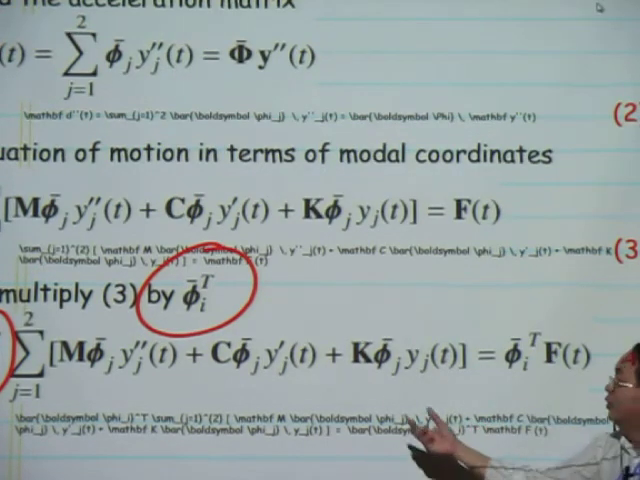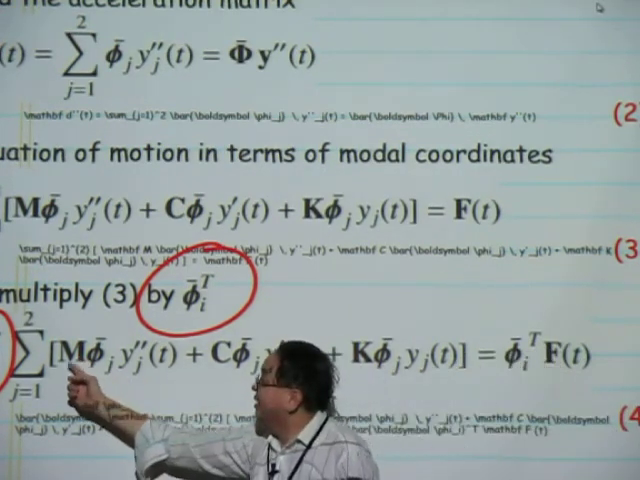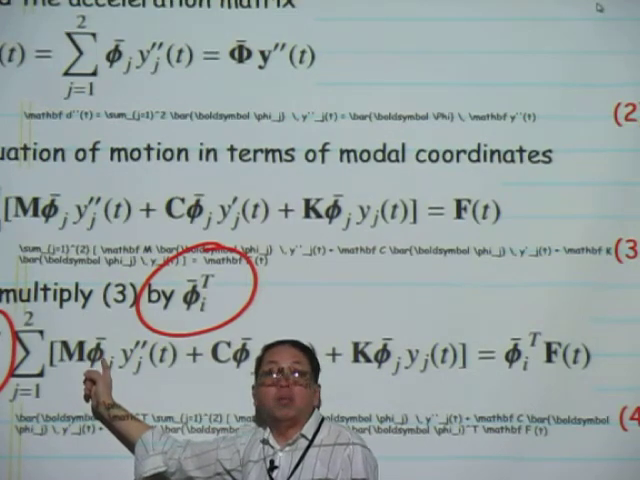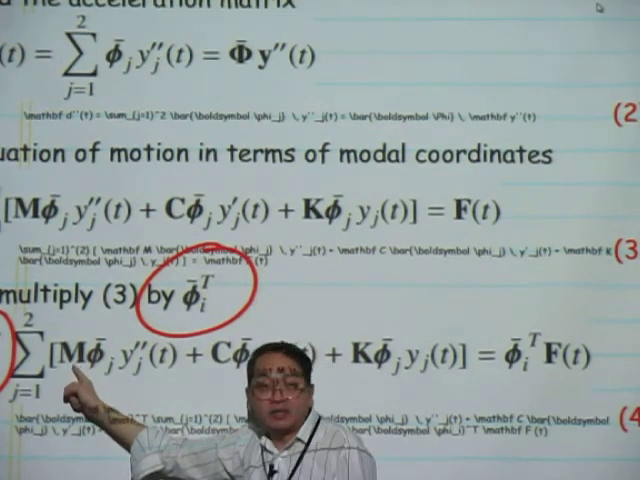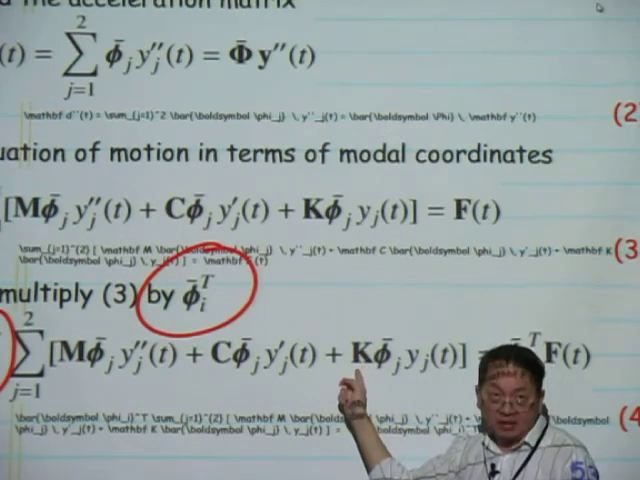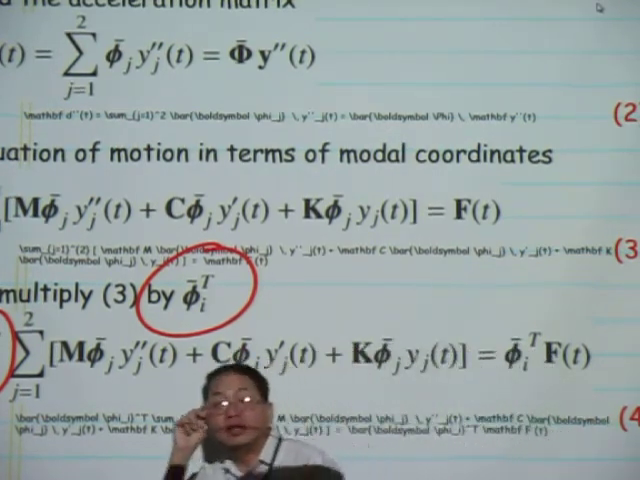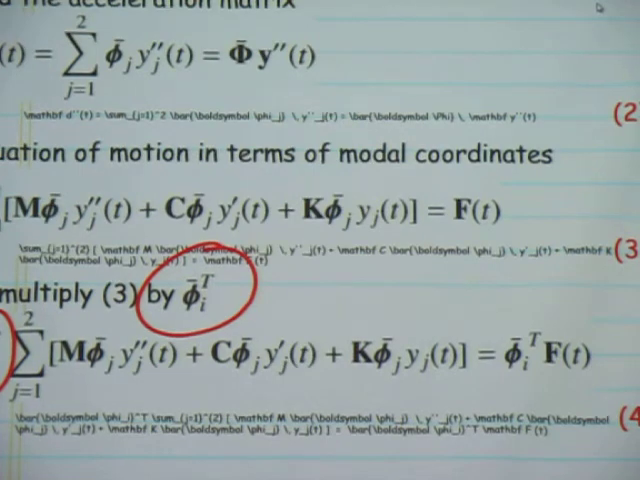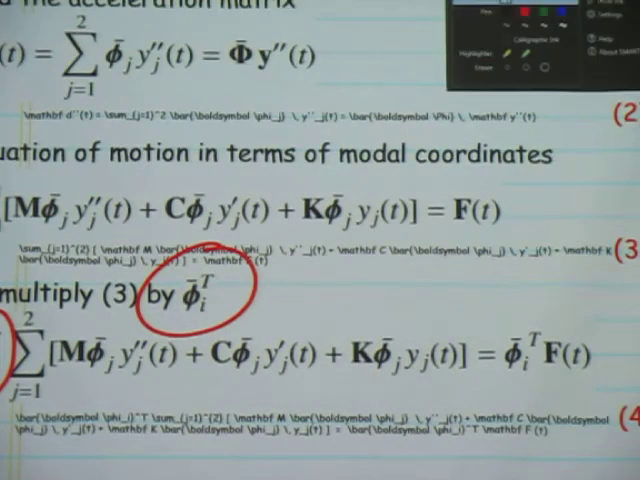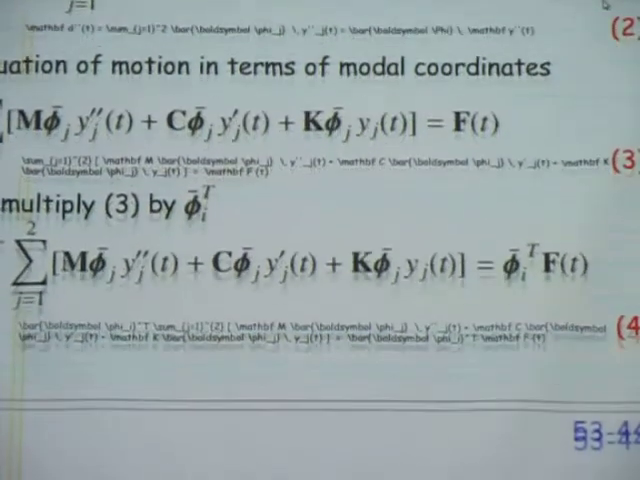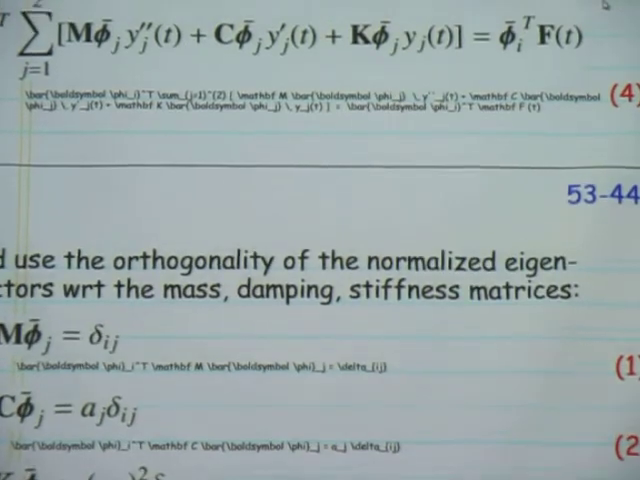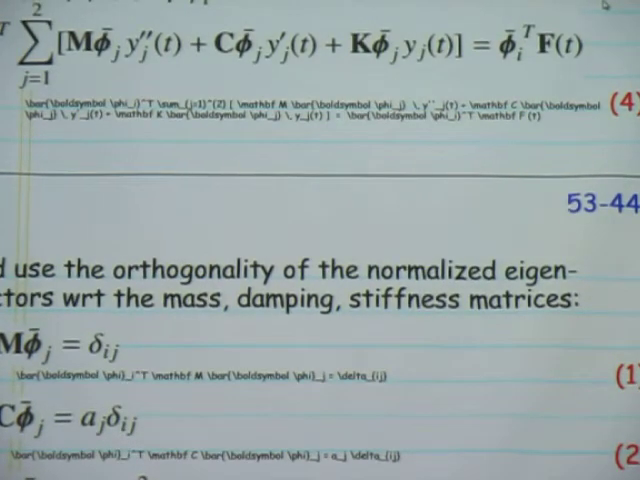And now you use the orthogonality of the normalized eigenvectors with respect to the mass matrix and with respect to the stiffness matrix, and in this particular case also with respect to the specially selected damping matrix, that this is how you would uncouple the two equations, okay? And that is just, what I just said is right here.